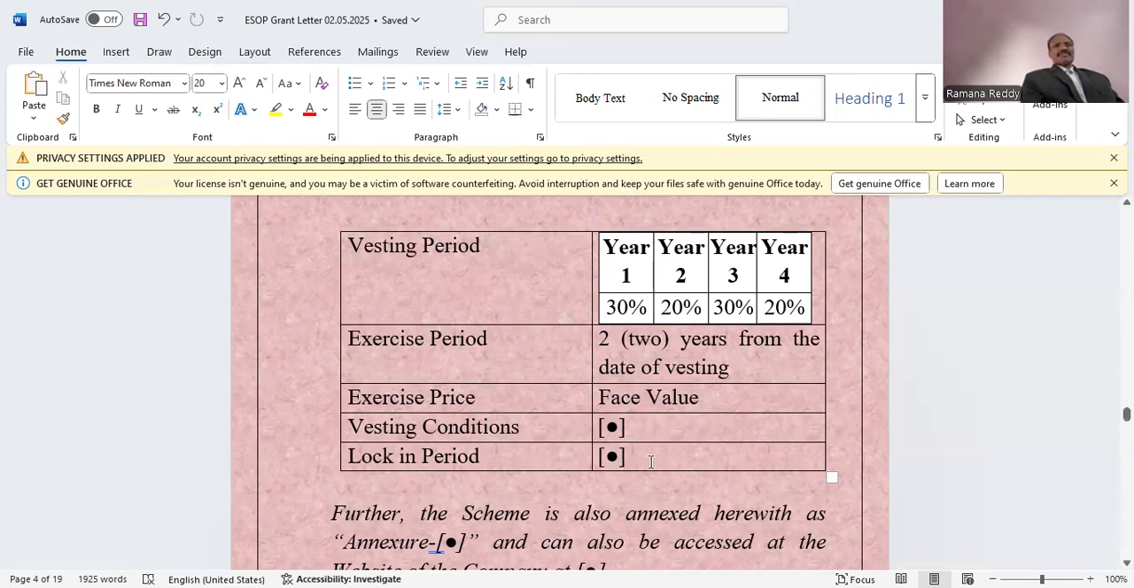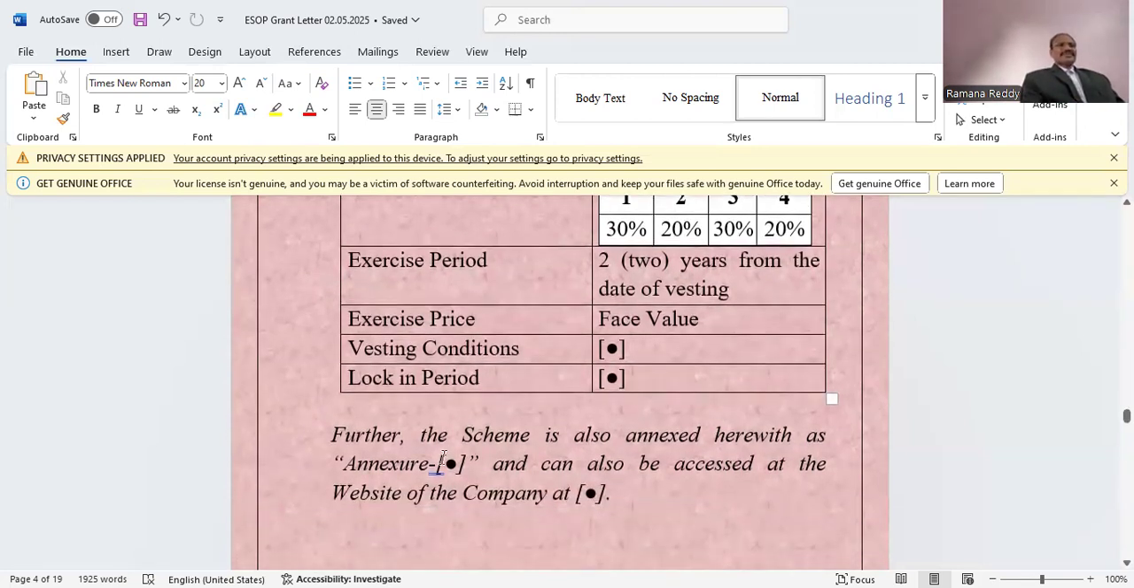Locking period. If a locking period is there, they can give a locking period of 6 months, 1 year, or 2 years. Depends on the company. Not mandatory. So further, the scheme is also annexed herewith as an annexure and can also be accessed at the website of the company. So we'll give the website. We will go through the entire scheme. One copy can also be attached, for the convenience of the employee.